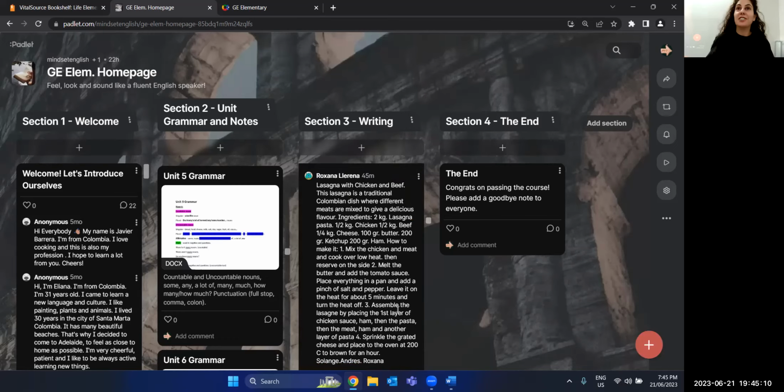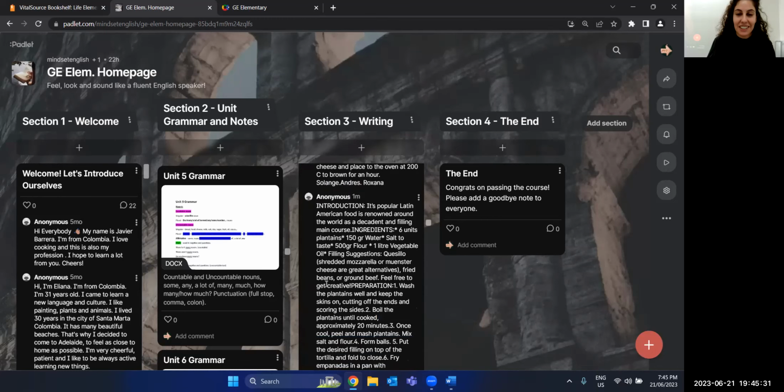Thank you. So that's a very good recipe, if you want to make traditional lasagna from Colombia. Very different to Italian. So thank you for sharing that. Now, take note of the title, the introduction, the ingredients, and the preparation, how to do it.